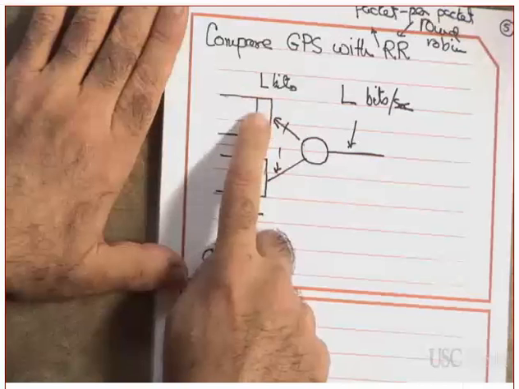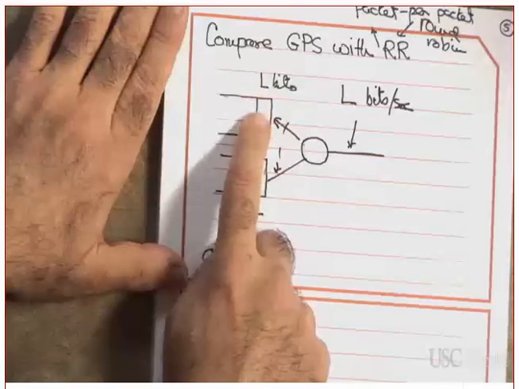Why is it starting from the lowest one? It is starting from the lowest one because that packet would have finished first if you implemented GPS. Implemented GPS, that packet would have finished first. Are you following me or not?